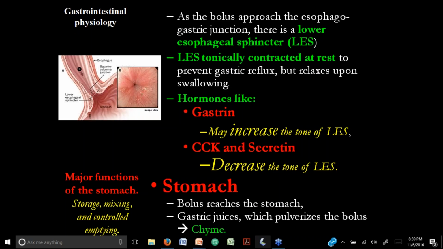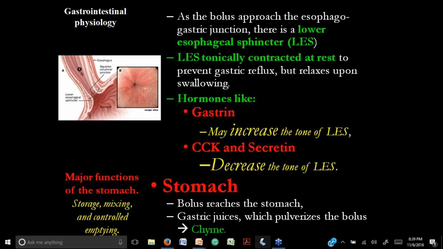All right, so we have other hormones. We have gastrin. Gastrin stimulates an increase in the tone of the lower esophageal sphincter. The lower esophageal sphincter is at the boundary between the esophagus and the stomach, so obviously it's very wise, right? Gastrin increases the gastric acid, and at the same time it increases the tonicity of the lower esophageal sphincter, so it does not allow the gastric acid to go into the esophagus.